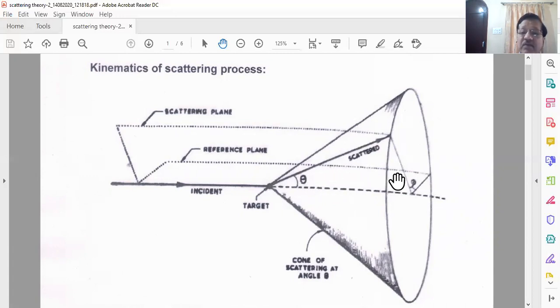And I define angle phi, which is the angle between the scattered plane and the reference plane. The reference plane is the plane which accommodates your z-axis, and generally we say that this reference plane is the plane which accommodates your incident particles. So this angle phi is the angle between the scattered plane and the reference plane, and the direction of scattering is basically defined by these two polar angles theta and phi.